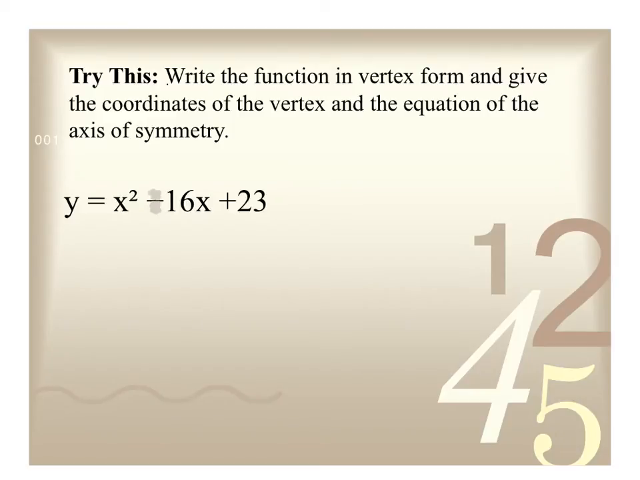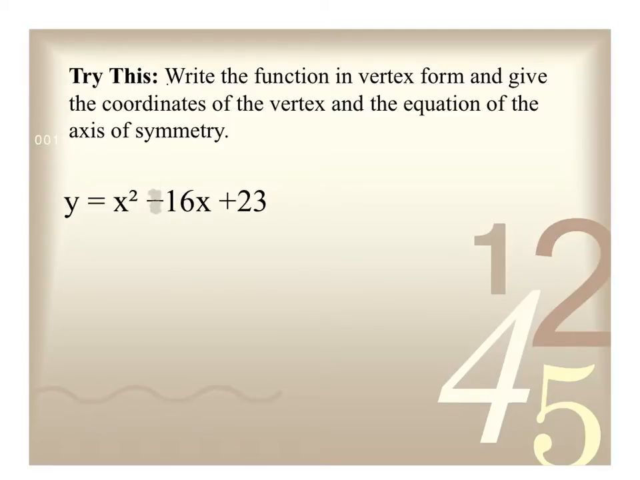So once again, we're going to write the function in vertex form and give the coordinates of the vertex and the equation of the axis of symmetry. Now I changed this one to a negative 16 because we have only dealt with positive here, so I want to make sure that you guys saw one with negative. It's no different, but I know that we like to see both possibilities here, so that's why it looks a little bit funny right here.